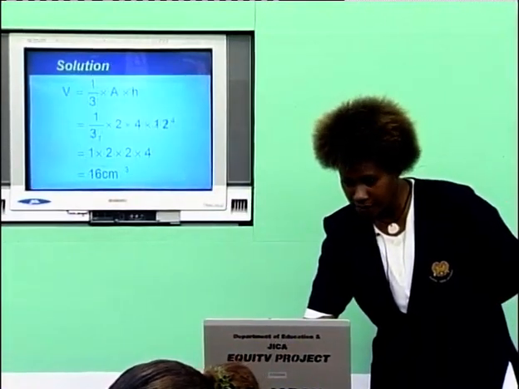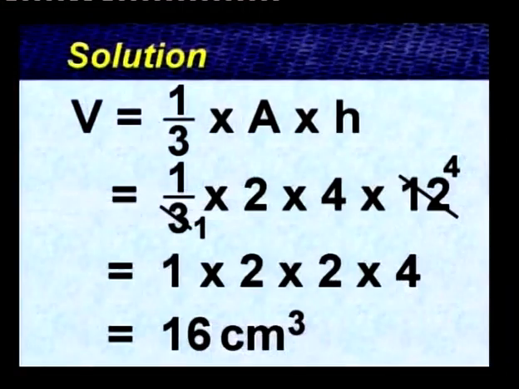So this is how it's supposed to be in a formula manner. V equals a third times area of the base times height. A third times 2 times 4 times 12. Simplify if possible. 3 into 3 goes 1. 3 into 12 goes 4. Equals 1 times 2 times 2 times 4. The final answer is 16 cubic centimeters.